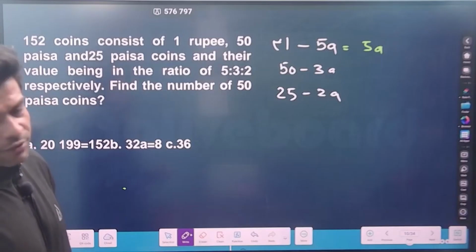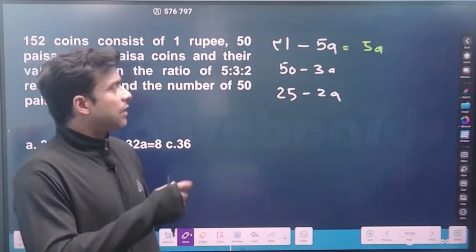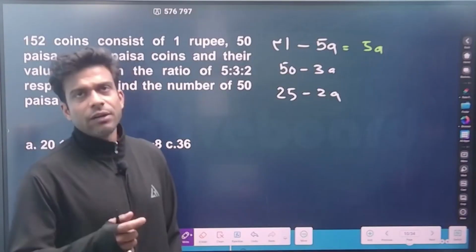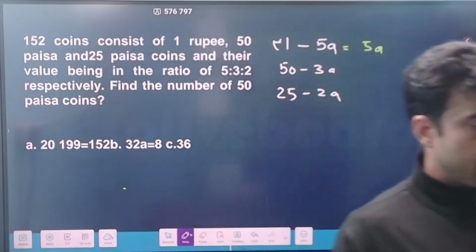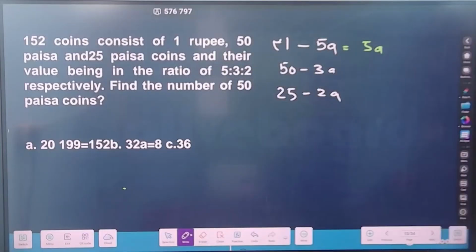See, this is a different question. You need to just figure it out. Now come on, change the concept. Try to figure it out in terms of rupees also. Can we do it in terms of rupees also? Let's try, because in the final they are having 152 coins.